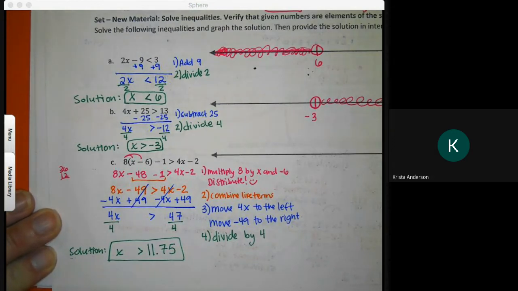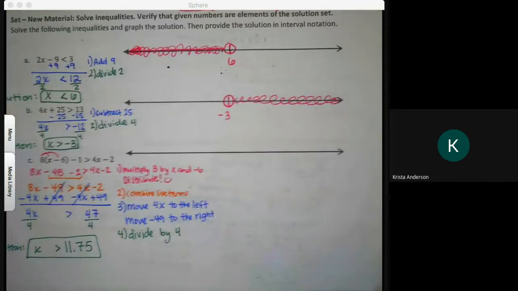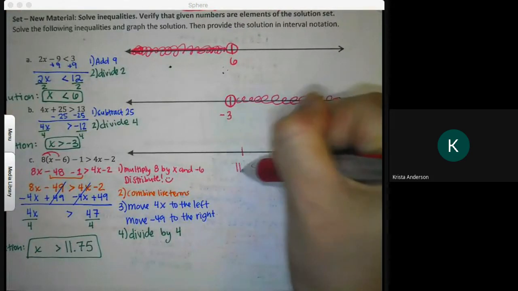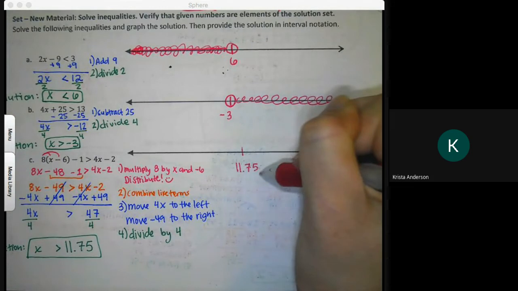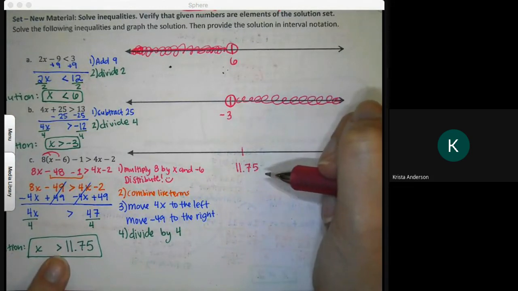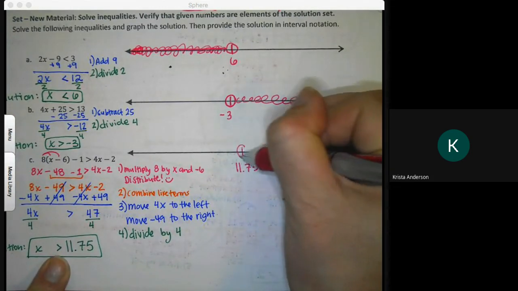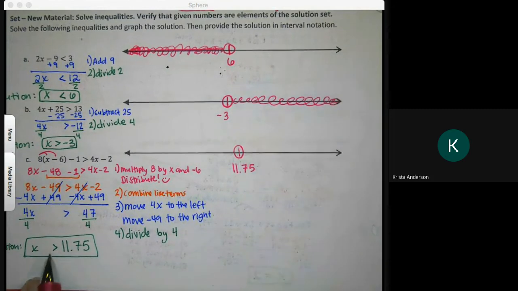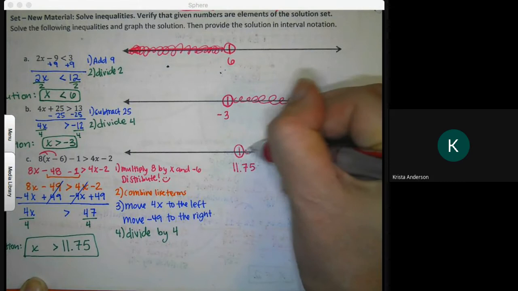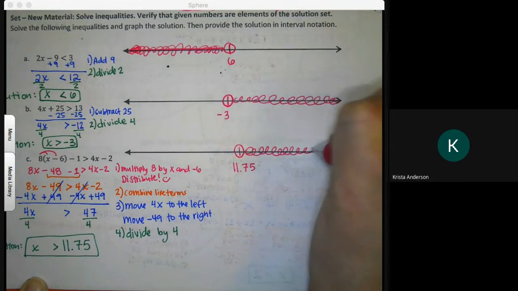I would then graph it. 11.75 would have an open dot because it's not equal to it. And my inequality is pointing to the right. So I will shade to the right.